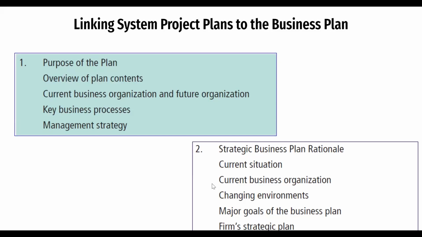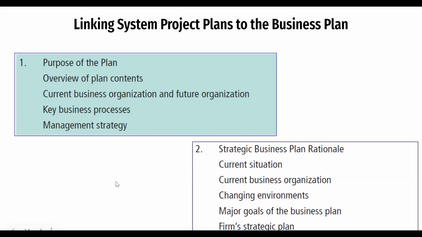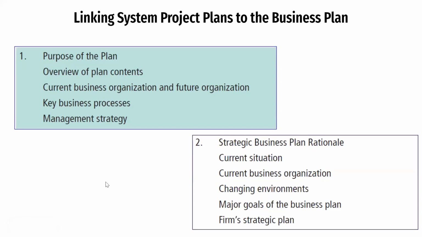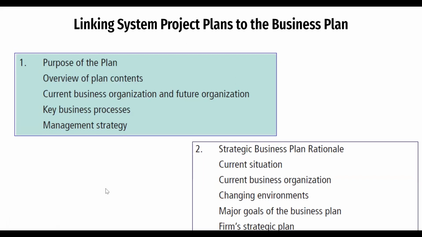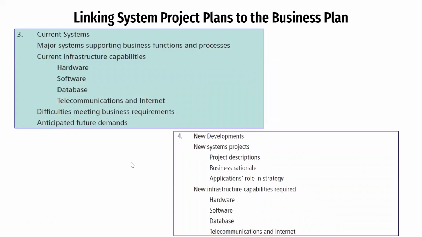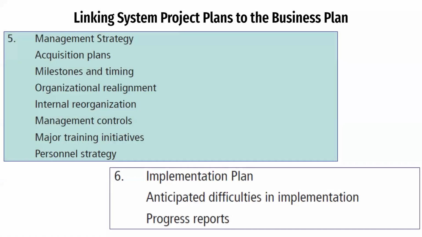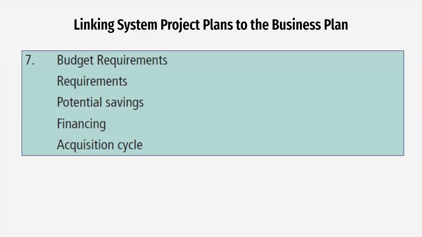So let's check this. This is table 14.1. We can see here an example of an information system plan. There is the purpose of the plan, strategic business plan, rationale, current system, new developments, management strategy, implementation plan, and lastly, the budget requirements.